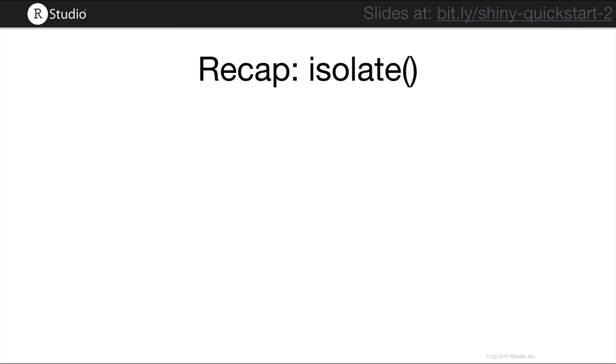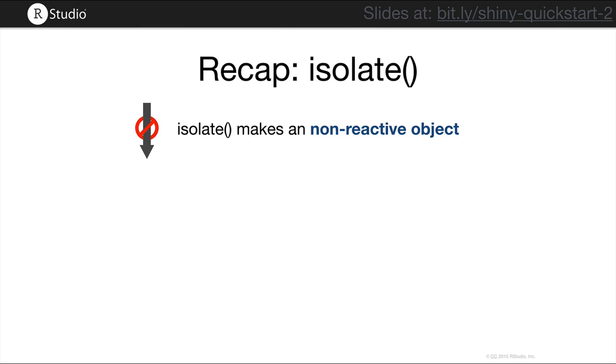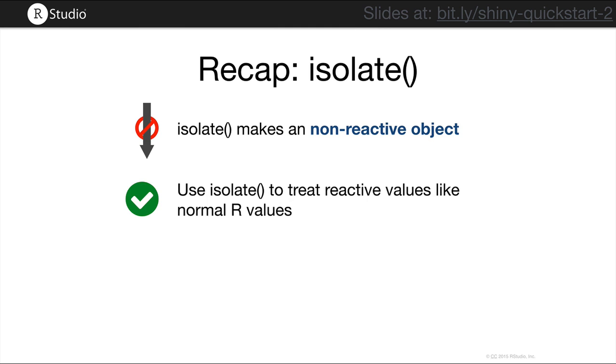So isolate is pretty straightforward. It makes non-reactive objects out of reactive objects. And you could use isolate to treat reactive values as if they're normal R values to sever the chain of reactivity.